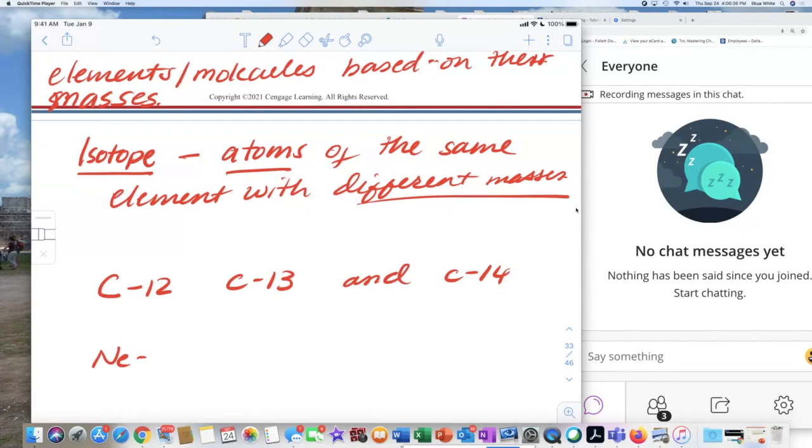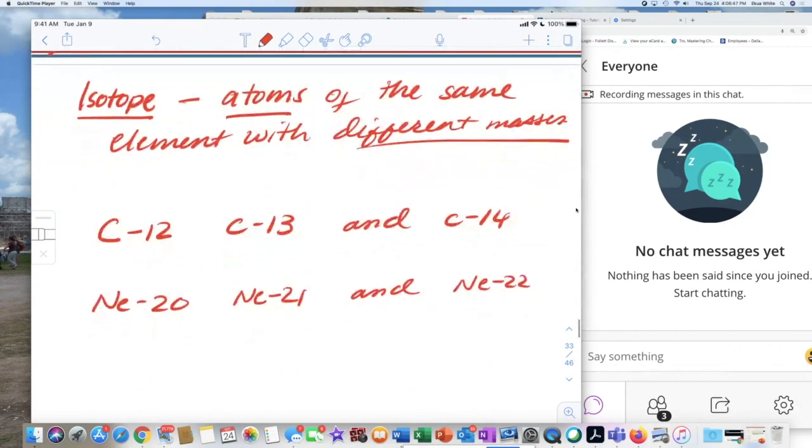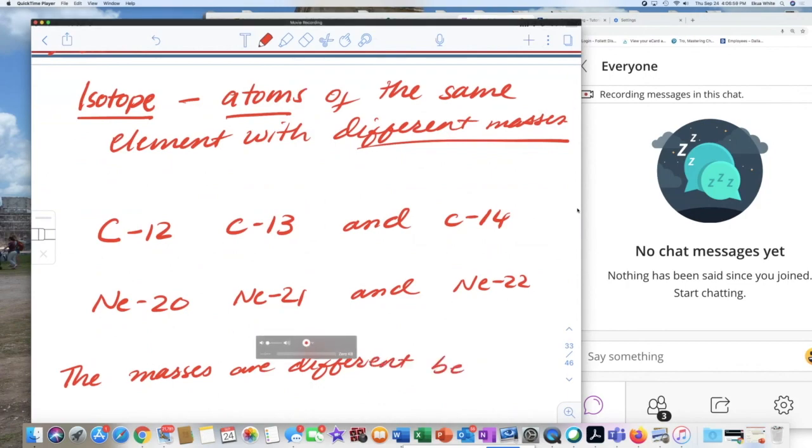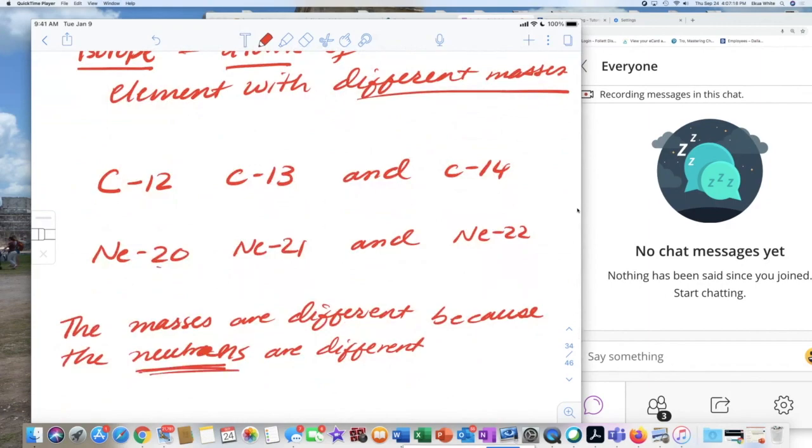So I saw neon 20, neon, was it 21? 21, and neon 22. And the part of the isotopes that was different, the masses are different, because the neutrons are different. Okay? It's not the electrons or the protons that are different. Only the neutrons being different is what's causing these masses to be different, right? So you can conclude the existence of isotopes proved that Dalton was wrong.